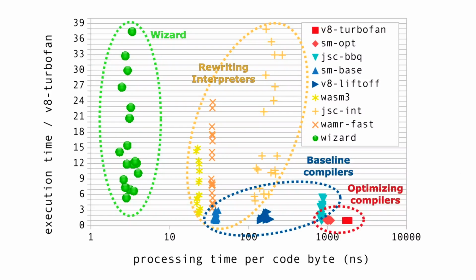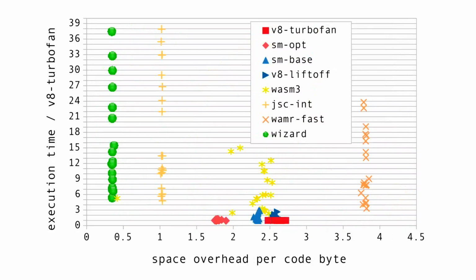Is this actually the right metric? There are more metrics, which is on the next slide. Oh, okay then. Okay, so Wizard wins here too.